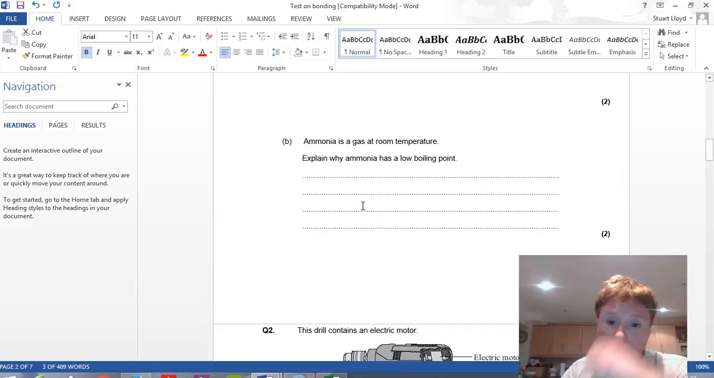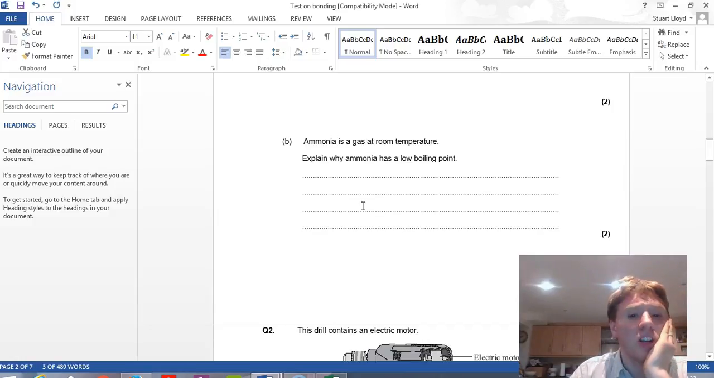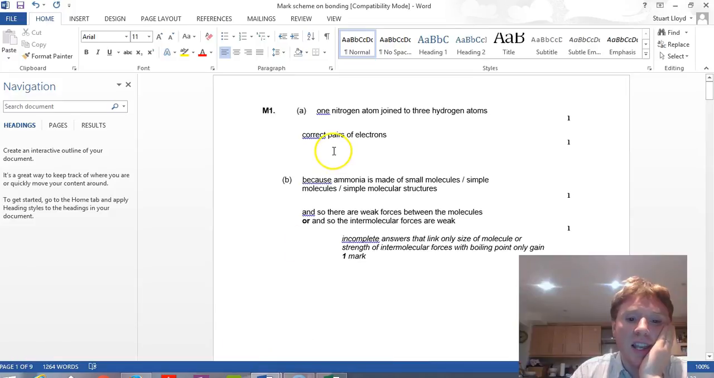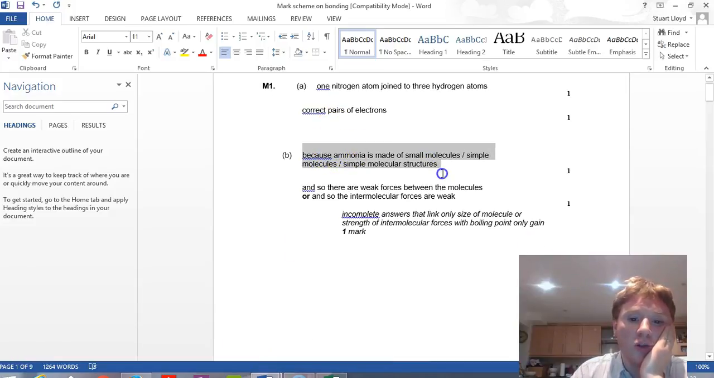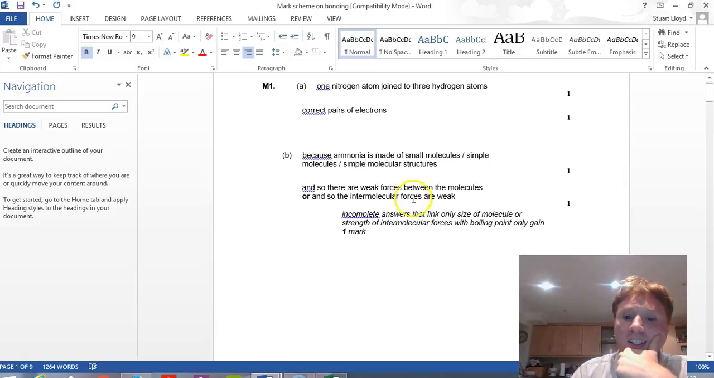Question 1b. Ammonia is a gas at room temperature. Explain why ammonia has a low boiling point. Off you go. Right, the mark scheme to that is it is a small molecule or simple molecule, and there are weak forces between the molecules, or the intermolecular forces are weak. So there you go. You have to say it's small or simple, and there are weak forces between the molecules.